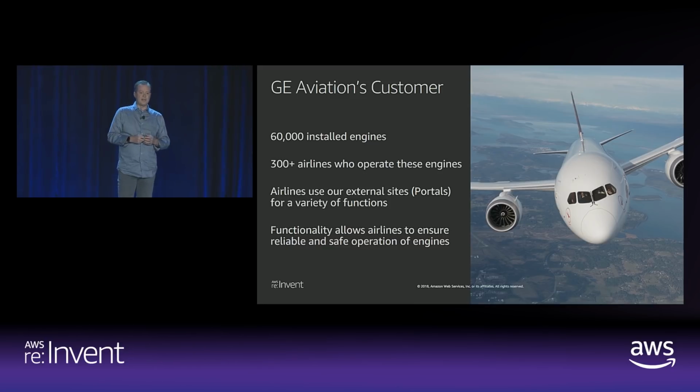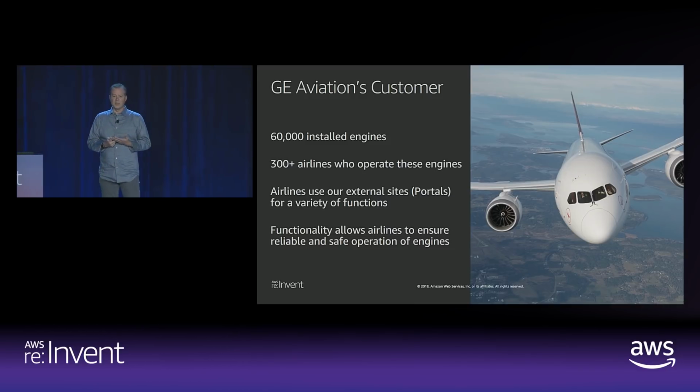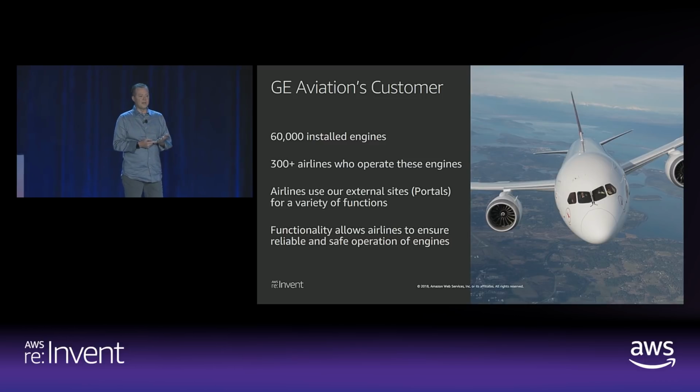In question today is a set of data that we use on our customer portals. We affectionately call them portals, because they provide a significant amount of technology to our end user, to our airlines. They provide things like warranty, the ability to buy spare parts, the ability to log an inquiry, the ability to also look at their data, to look at the diagnostics about each engine that they have in the air.